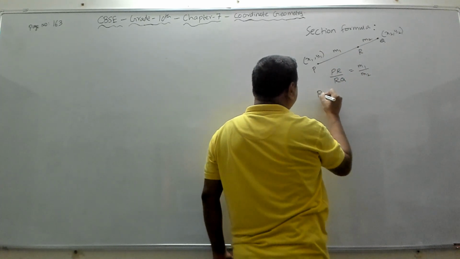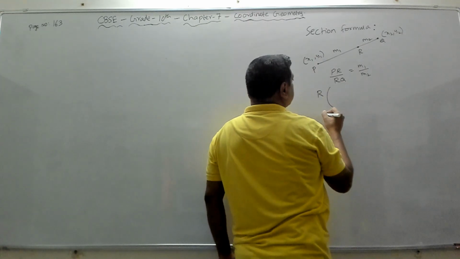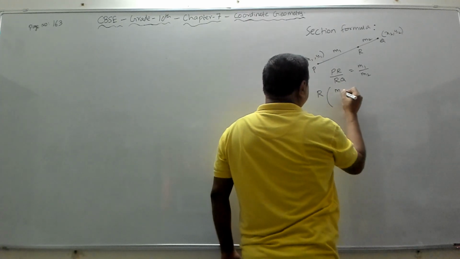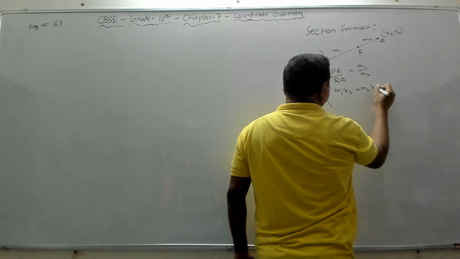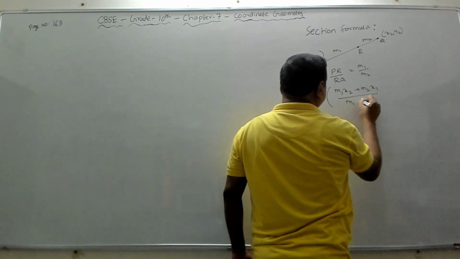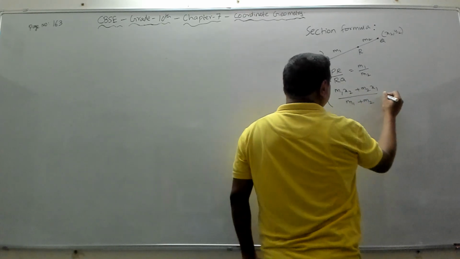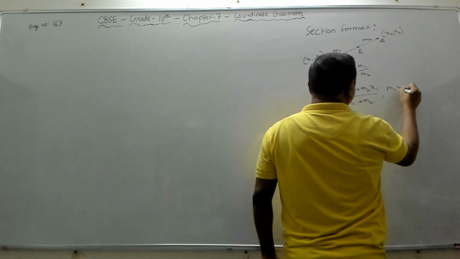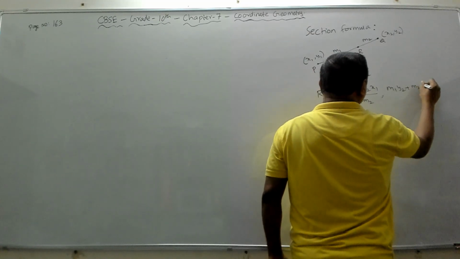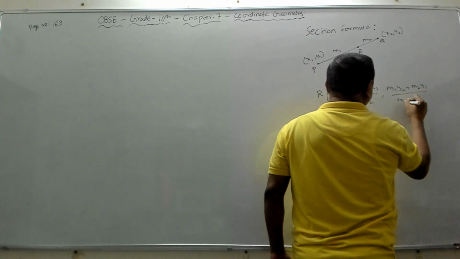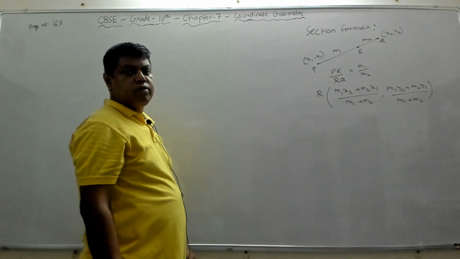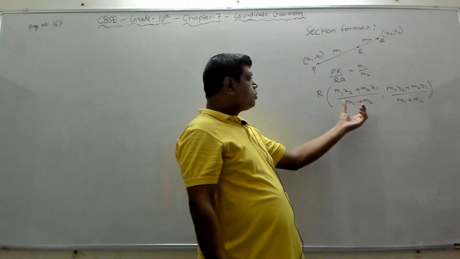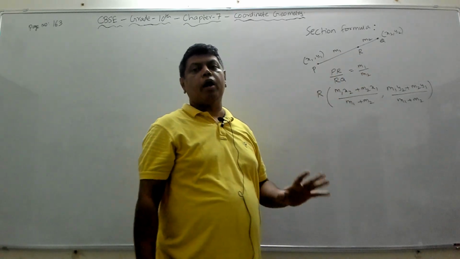Then the coordinate of R is given by m1 x2 plus m2 x1 by m1 plus m2, comma, m1 y2 plus m2 y1 by m1 plus m2. So this will be the coordinate. This is the formula that we can use to find the coordinate of the point R.